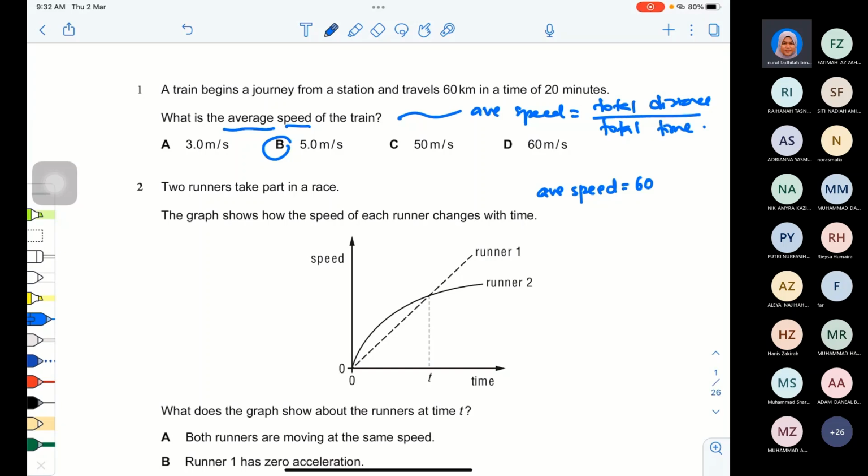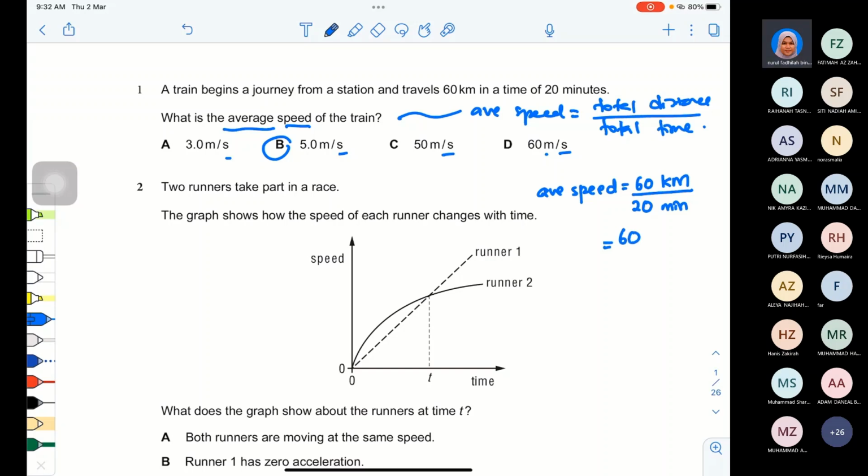So what's kilo? 10 to the power of? Tak apa, saya buat macam ni dulu. So mula-mula okay, you should write like this. Okay, so that you see in a time of 20 minutes. Okay, but the units are all in seconds. Jadi kat sini 20 minutes, you tulislah minute. You know how do you change kilo tu?